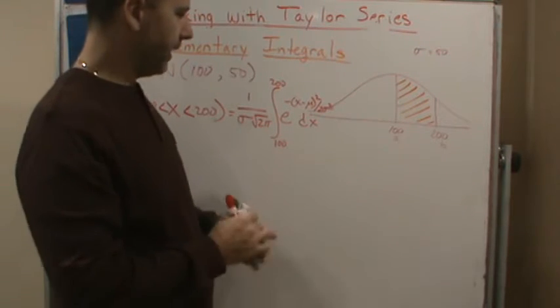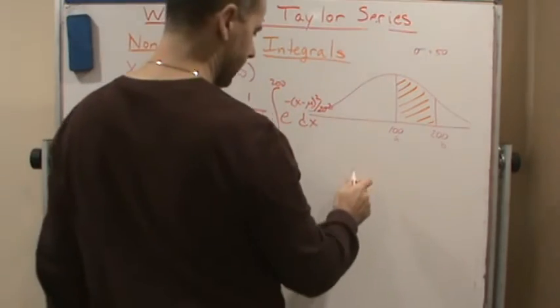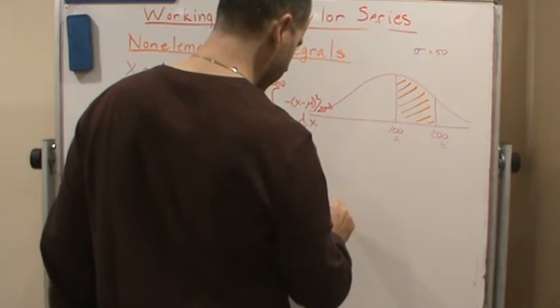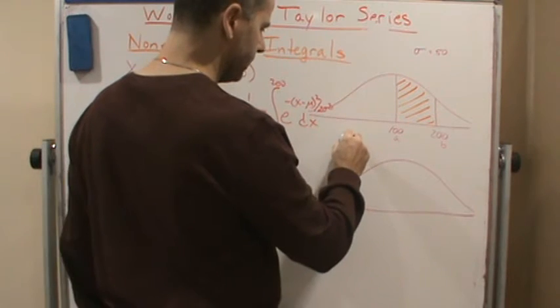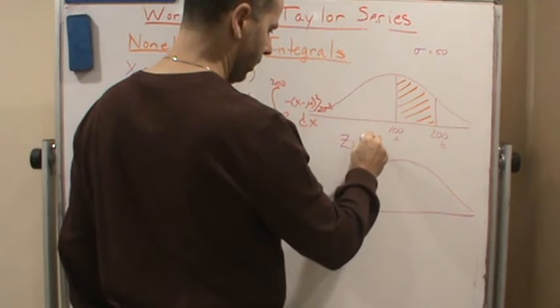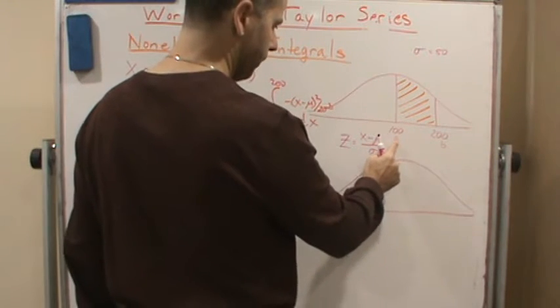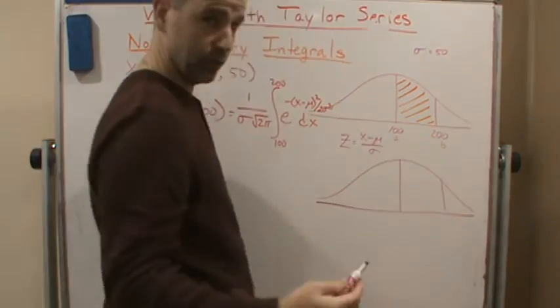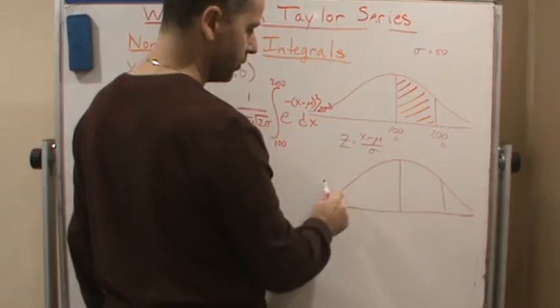Now, to simplify things, let's transform this into a z distribution. This is going to be the same as if I convert it. I'm going to draw another normal curve. If I use the z-score formula, x minus mu over sigma, this is going to correspond with this. My picture is not the best, but if I plug 100 in here, that's going to correspond to 0.